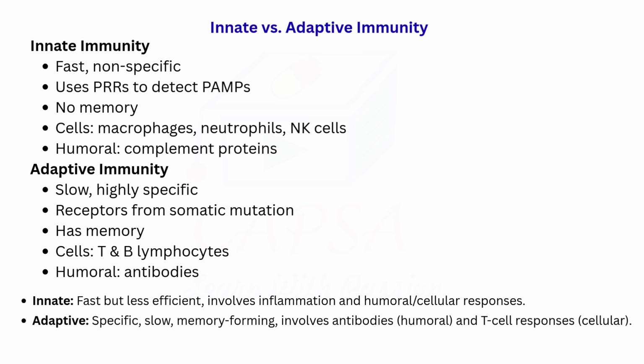which is why vaccines work. Innate immunity uses players like dendritic cells, macrophages, neutrophils, and natural killer cells. Adaptive immunity involves B lymphocytes that make antibodies and the T lymphocytes that carry out cellular responses. In short, innate is fast but non-specific, while adaptive immunity is slow but specific and long-lasting.